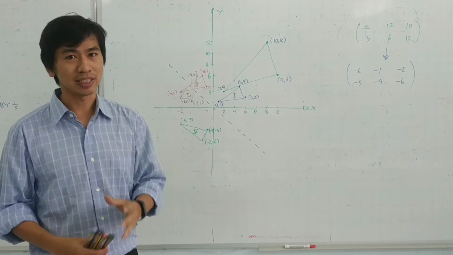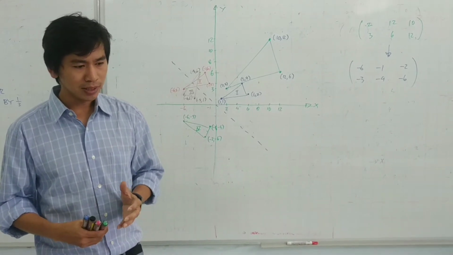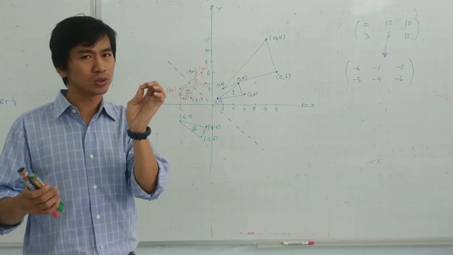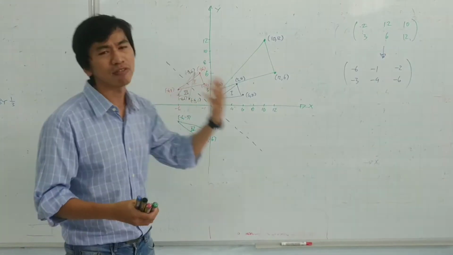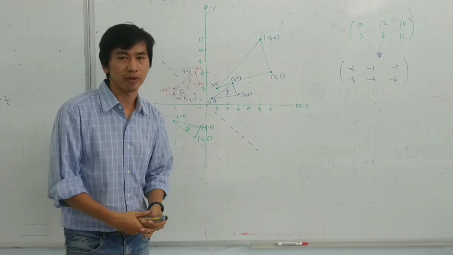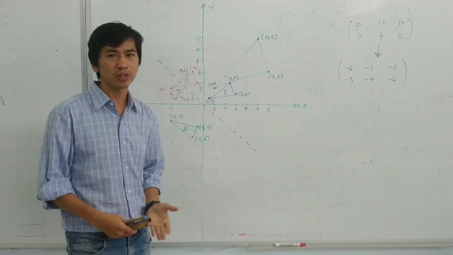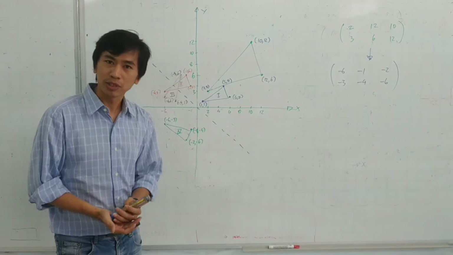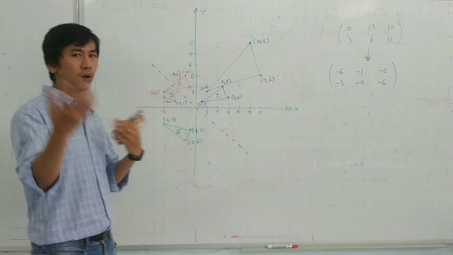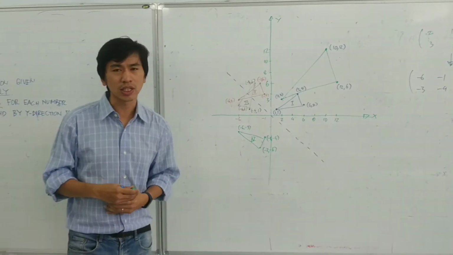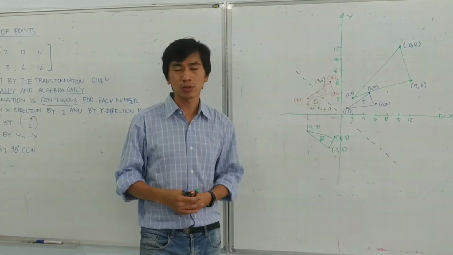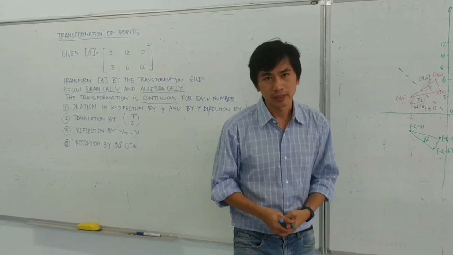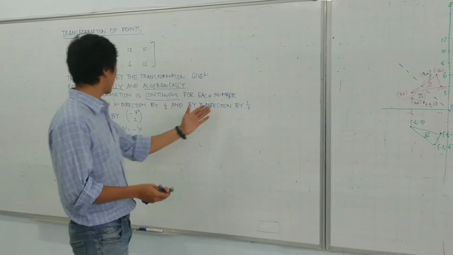What I mean by irritating is this. Sometimes when the number is so big, or when it has decimal points, you'll have an error when you do the graph. We try to avoid that by using the second way, which is algebraically. So in this lesson I'm going to teach you how you can do the transformations of points algebraically. Okay. The idea is still the same.